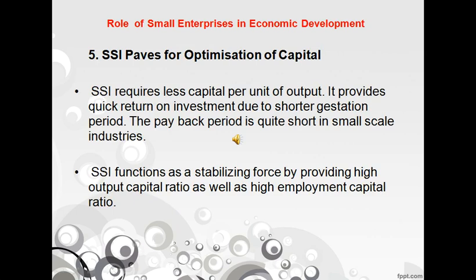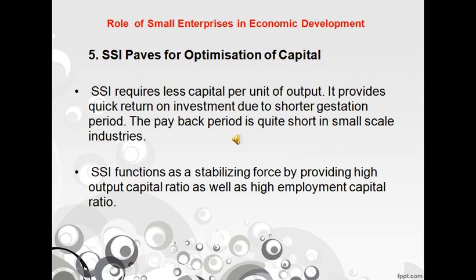Now, SSI pays for optimization of capital. Small-scale industries require less capital per unit of output. Thus, it provides quick return on investment due to a shorter gestation period. The payback period is quite short in normal small-scale industries.